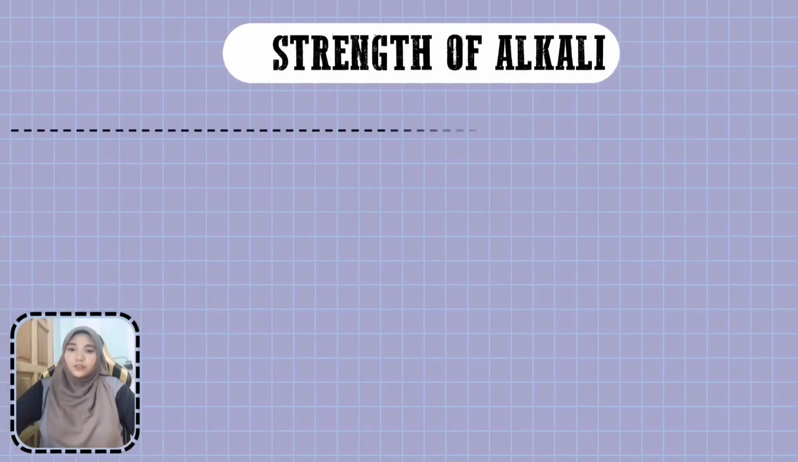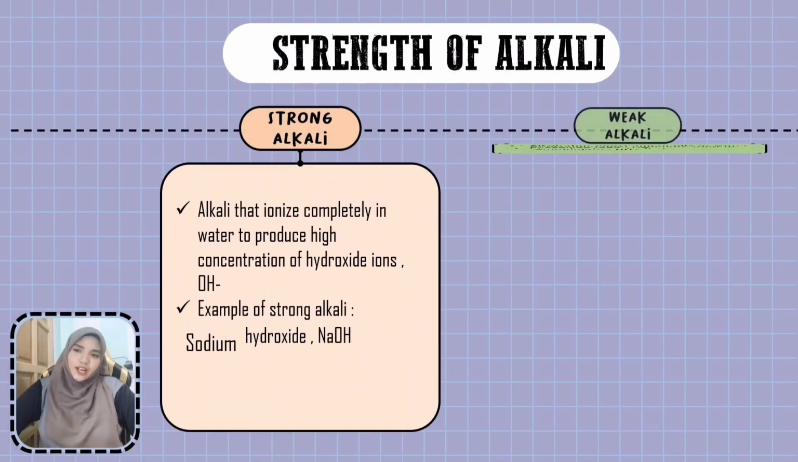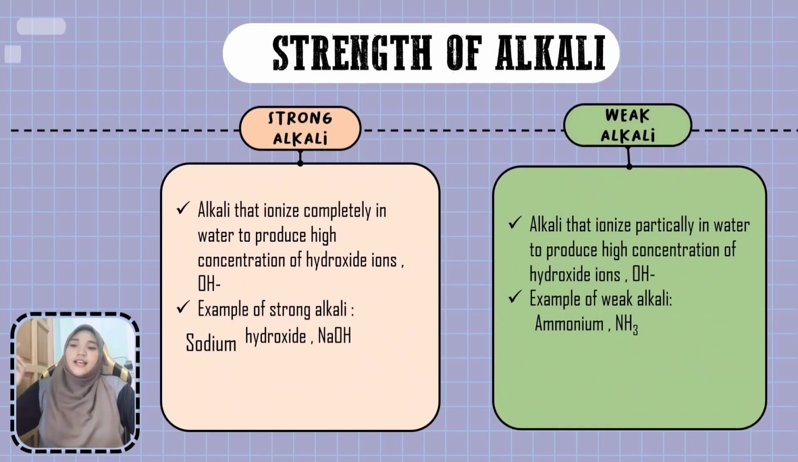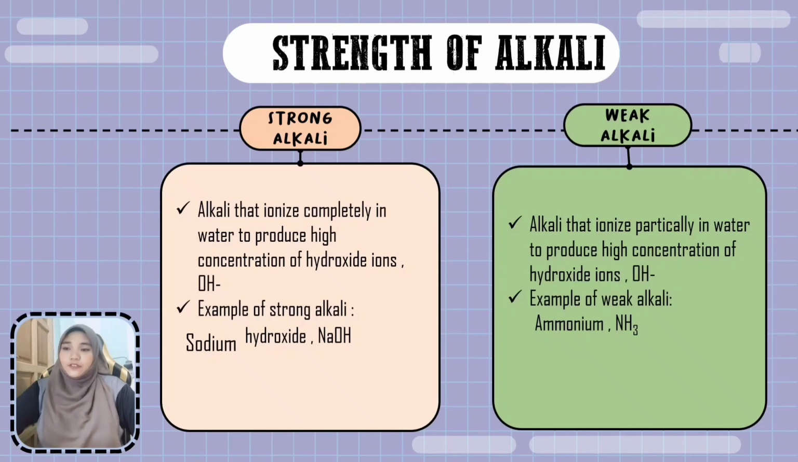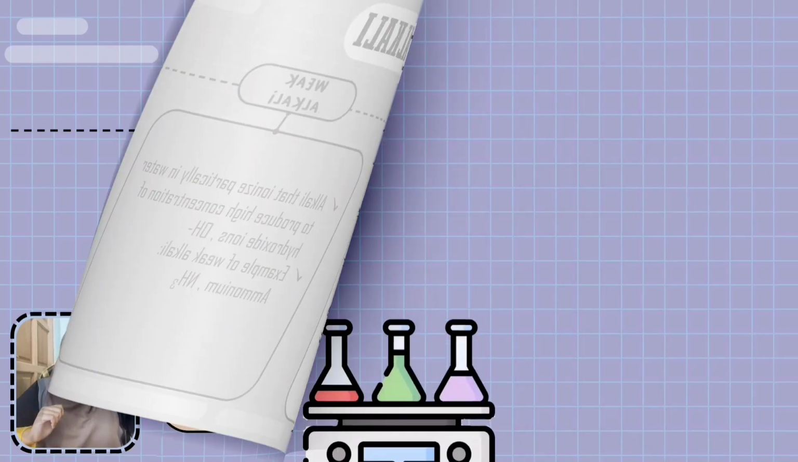Alkali can also be divided into two, which are strong alkali and weak alkali. Strong alkali is alkali that ionizes completely in water to produce a high concentration of hydroxide ions. The example of strong alkali is sodium hydroxide. The other one is weak alkali. Weak alkali is alkali that ionizes partially in water to produce a low concentration of hydroxide ions. The example of weak alkali is ammonium.